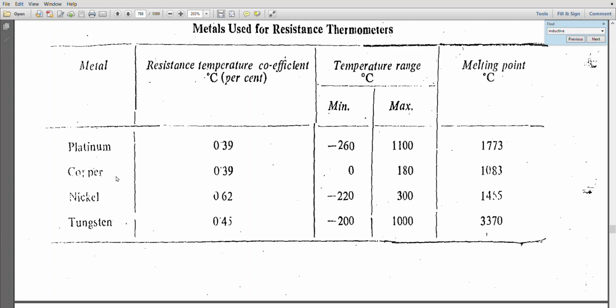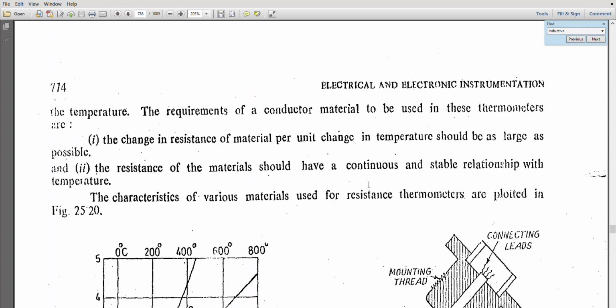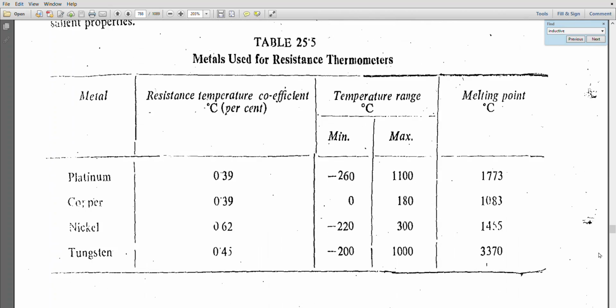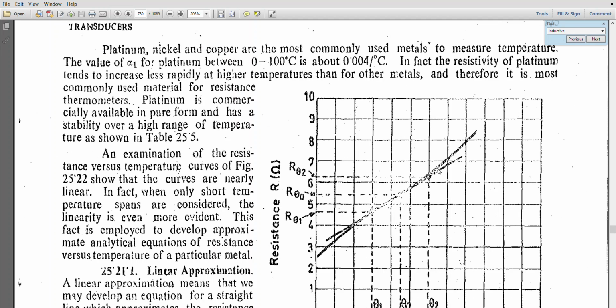Based on the different materials, the temperature range changes. The range of temperature that can be operated over at a large level is for platinum, followed by tungsten, nickel, and copper. They are also considered based on the melting points of these metals. Platinum, nickel, and copper are the most commonly used metals to measure temperature.